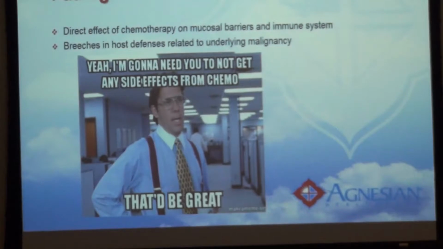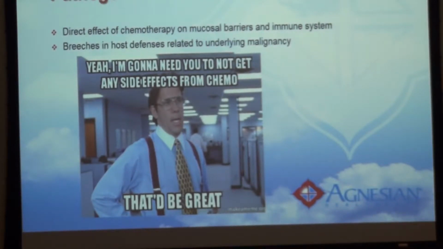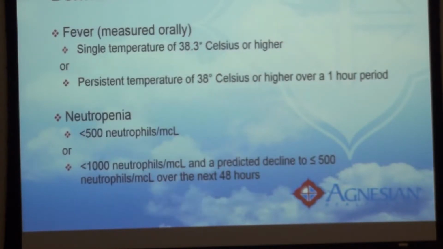And so then, what's making us susceptible to it? What's causing this to happen? Well, it's one of two things. The malignancy itself can affect the bone marrow and cause that neutropenia, or the chemotherapy that we give can directly affect the host's immune system and deplete the neutrophils and white blood cells that way. So there's a couple different ways to do it.